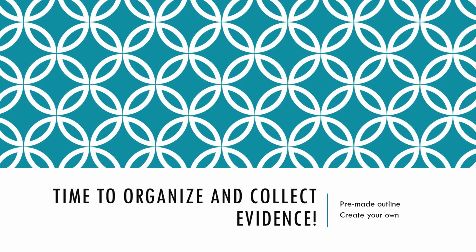All right, so that was all about the main types of organizational structures for literary analysis that I suggest to my students to help them have a line of reasoning. So now it's time to actually organize and collect evidence and create your actual outline. You can use a pre-made outline. You can create your own. There's many online, and I have examples in here. I will try to link up to some of those in the description as well.